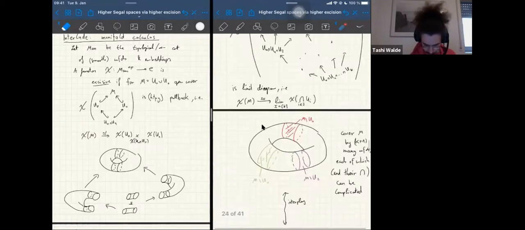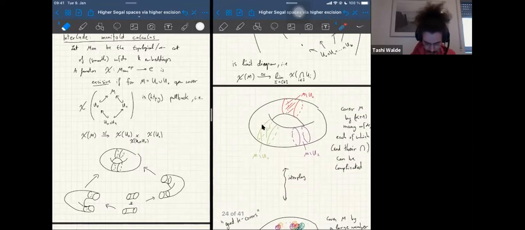So here I drew a picture. We could take out this, so the open set would be the rest. And then we could take out three disjoint closed sets, and then we would get a three-dimensional cube, and then the value of the big manifold would have to be assembled from these pieces.